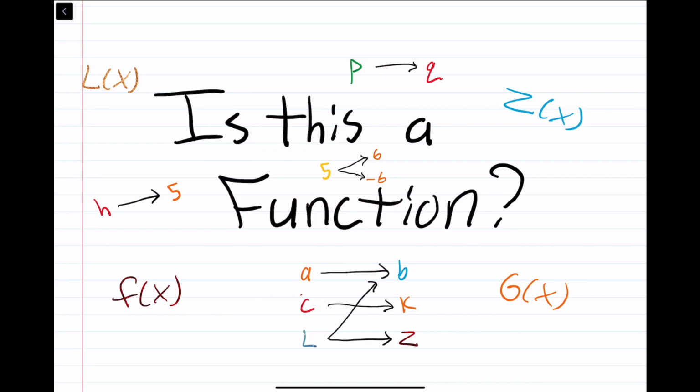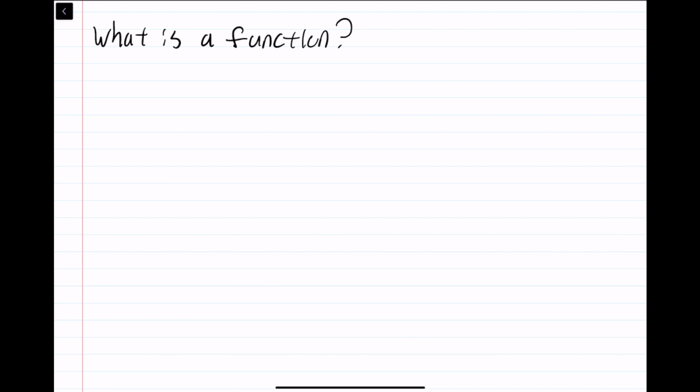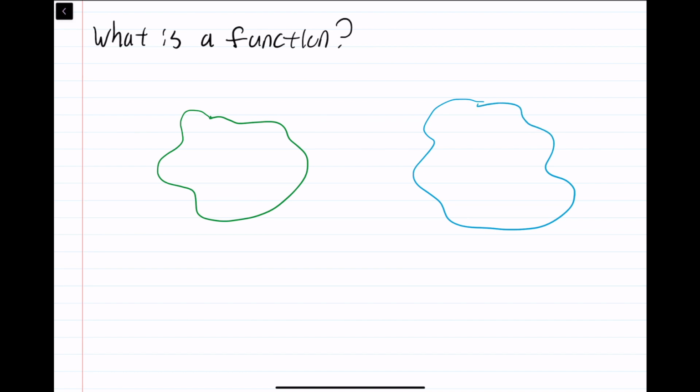In this video, I'm going to show you how to determine whether or not you have a function. So before we begin, we should ask, what is a function? Well, a function is a correspondence between a set called the domain and a set called the range. Let's say we have a set, we'll call it the domain, and we'll have a set, call it the range.